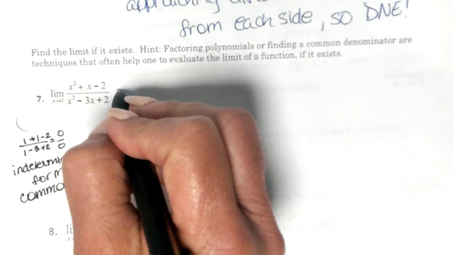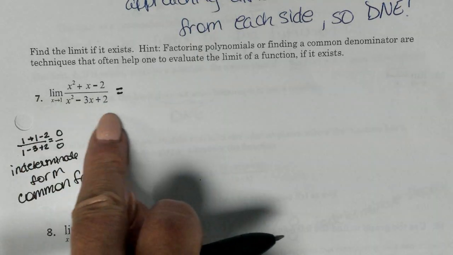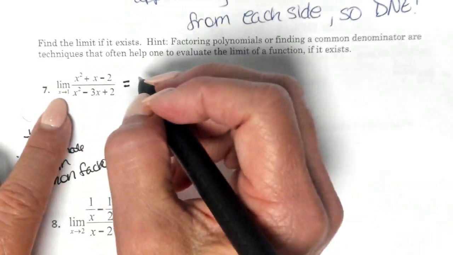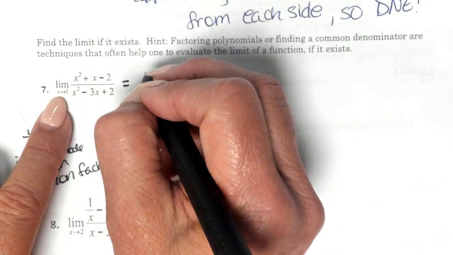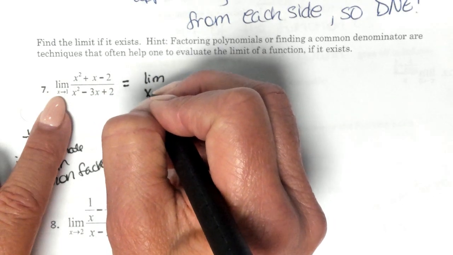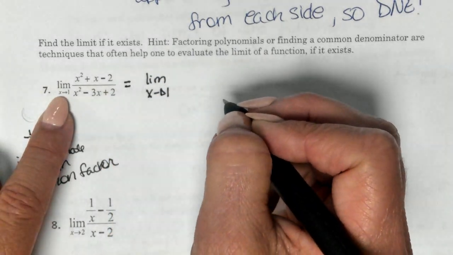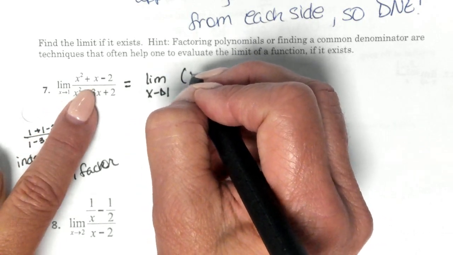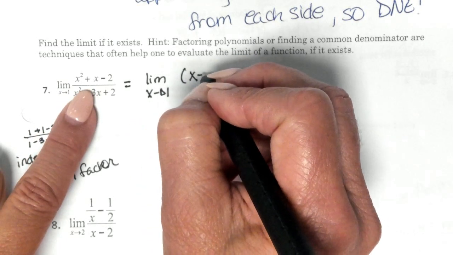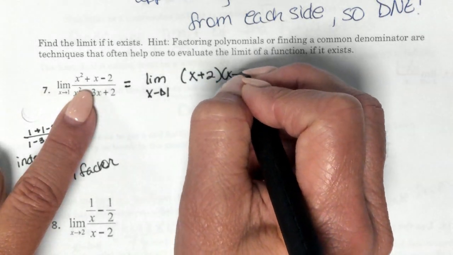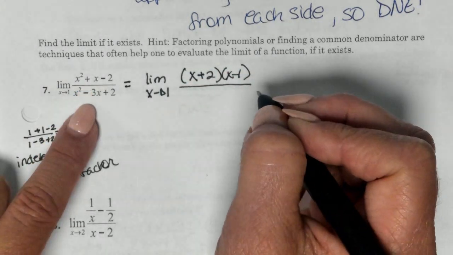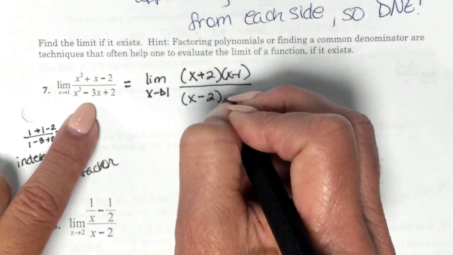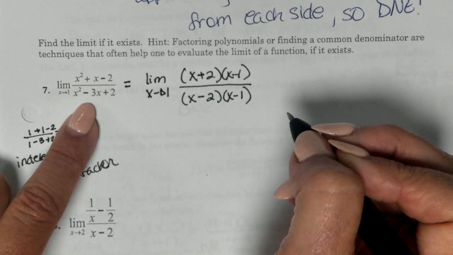So here's what we're going to do, and I want you to pay attention to the way I write this out because you will be graded on this. As long as we are looking for a limit, you have to continually write the limit notation. Now I'm going to factor out my quadratic at the top. This would be x plus 2, x minus 1, and my factor at the bottom would be x minus 2, x minus 1.